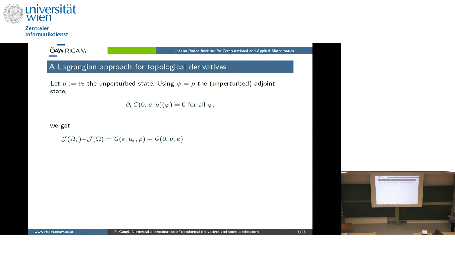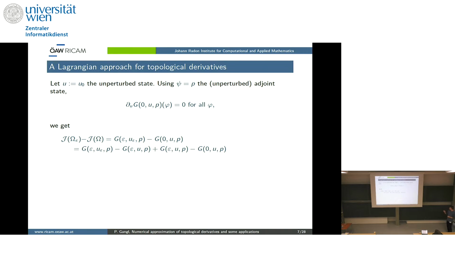As we've seen before, I can write the cost function in the perturbed setting and unperturbed setting in terms of the Lagrangian in this way. And for the third argument here, I already inserted an adjoint variable, which will become clear later. For now, it doesn't matter, but we will see in a second why we need this. This is the definition of the adjoint variable as usual.